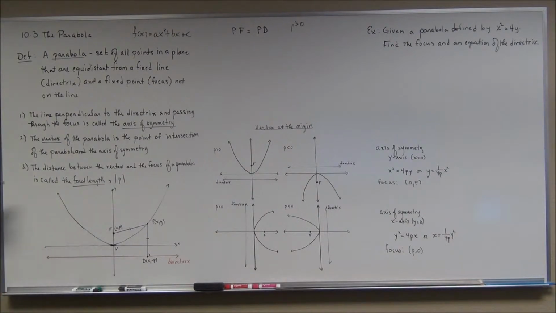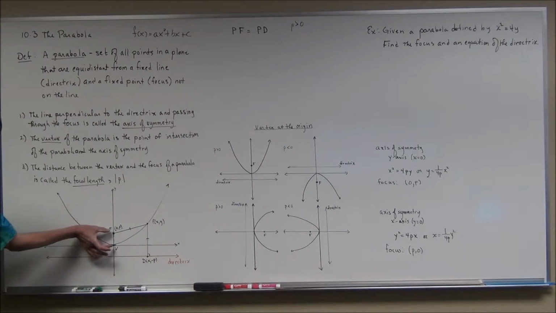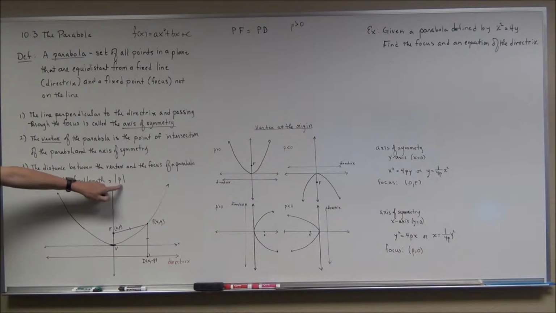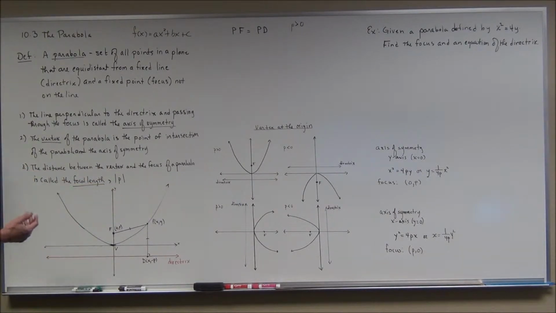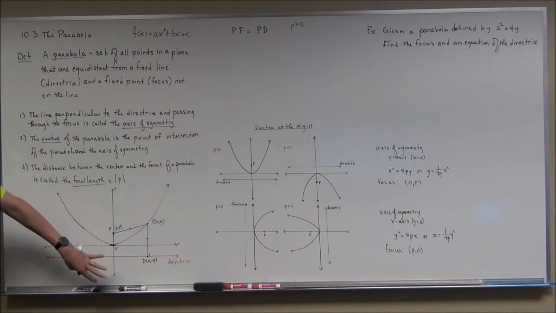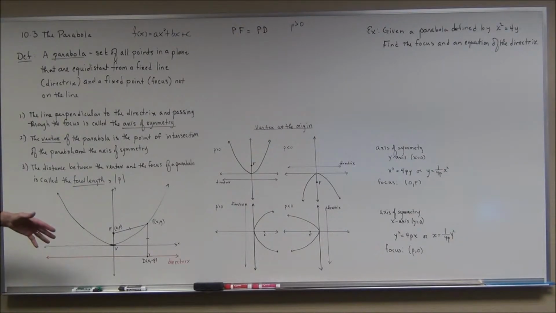The distance between the vertex and the focus, that would be this distance right here, is called the focal length, and we refer to it as the absolute value of p, because we don't necessarily want p to be thought of as a negative number as far as the distance, because the ordered pair is (0, p), and that could be p less than 0. Okay, we might have something that would be like a mirror image or a reflection in the x-axis of this curve.